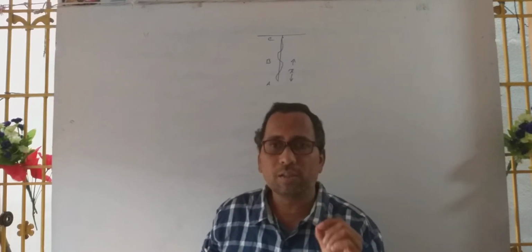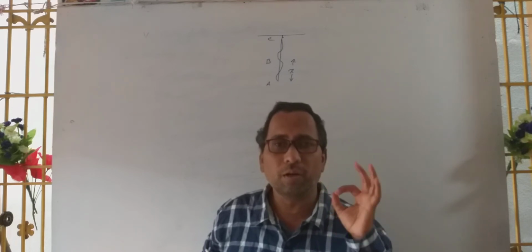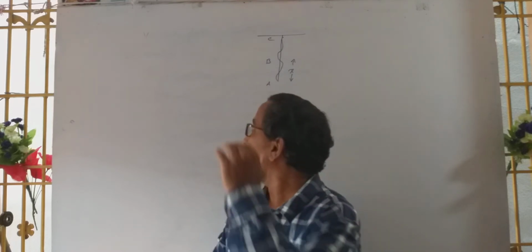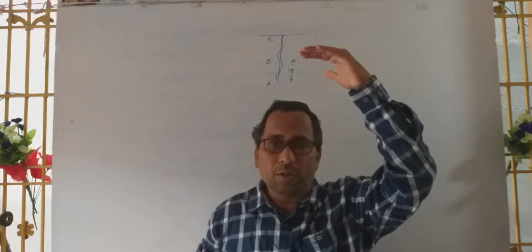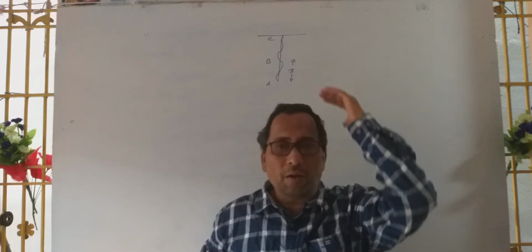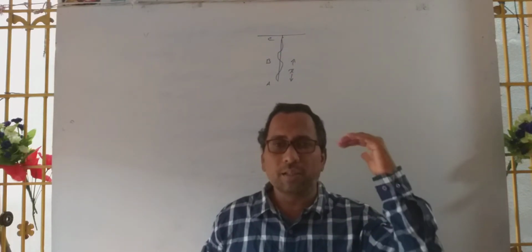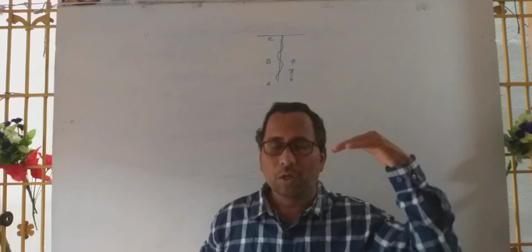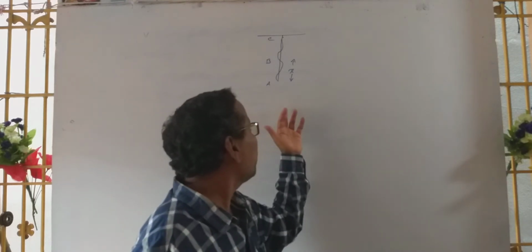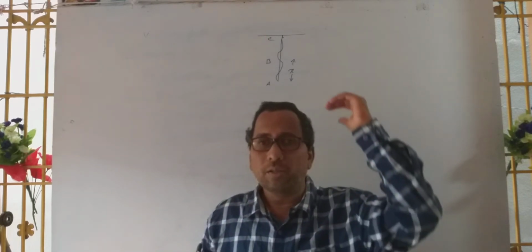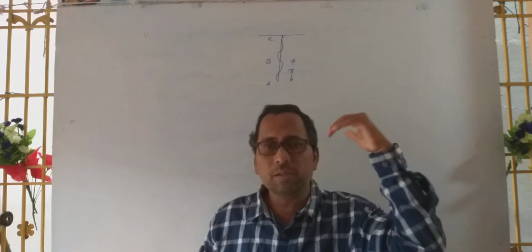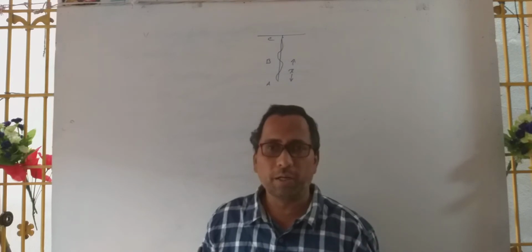Okay, next concept is very, very important for entrance orientation, that is consider a wire. Consider a wire having some length, L length. It is suspended from a rigid support. Now here we are mentioning the 3 points A, B, C. A is the bottom point and C is the top point. B is the point anywhere.